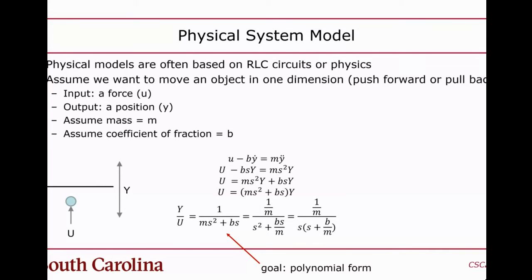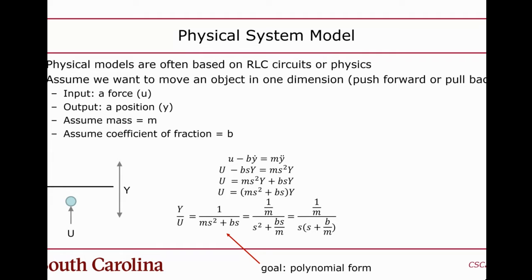So assume you have an object, and your goal is to move it to a specific spot. To do that, you want to apply a force, which we'll call U. The force will literally be a force as you would have in physics. And then the output would essentially be the position of the object.